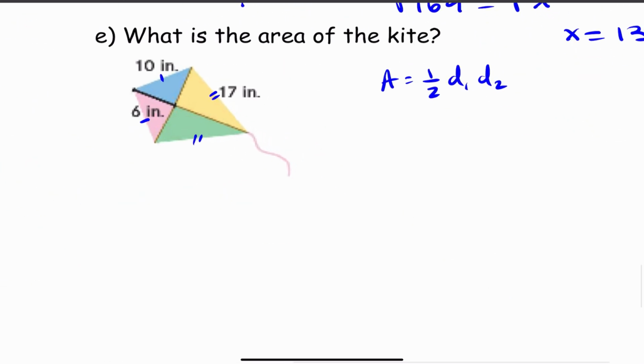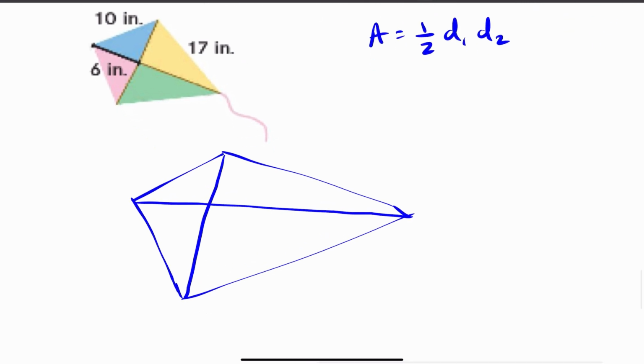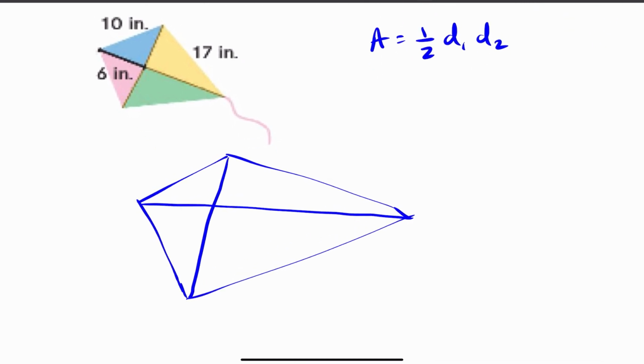So, in fact, let me do this. I'm going to redraw this figure so it doesn't look confusing. Sorry, it's not perfect, but let's just work with whatever I got here. So this side here is 10, and this side here is 17, and then this part of the diagonal is 6. All right. Okay.